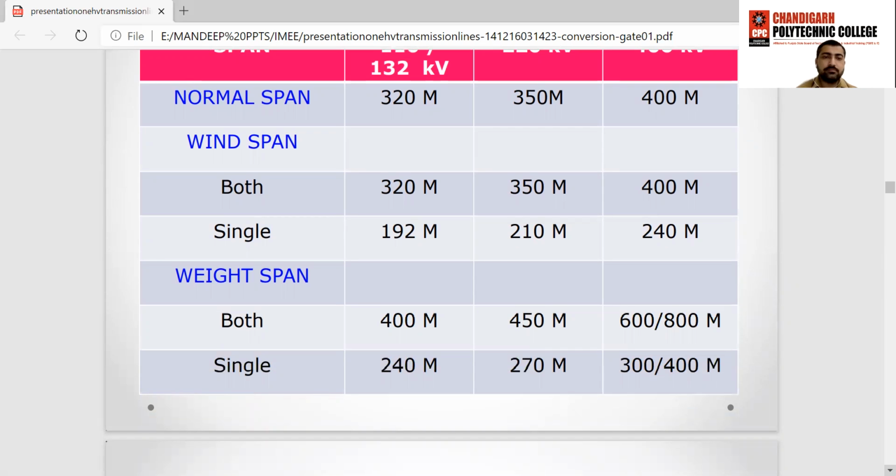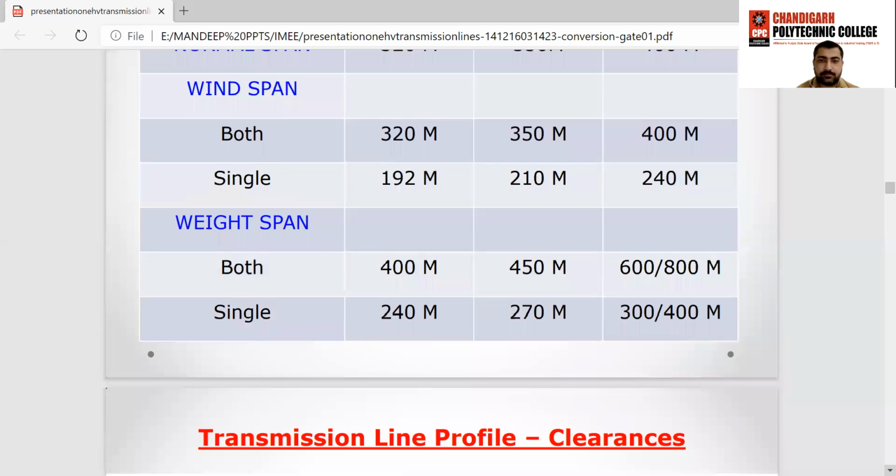And for single side of the tower, the weight span length is reduced according to voltage. For 110 or 132 kV line, the weight span length becomes 220 meter, and 270 meter for 220 kV line, and 300 to 400 meters weight span for 400 kV lines.